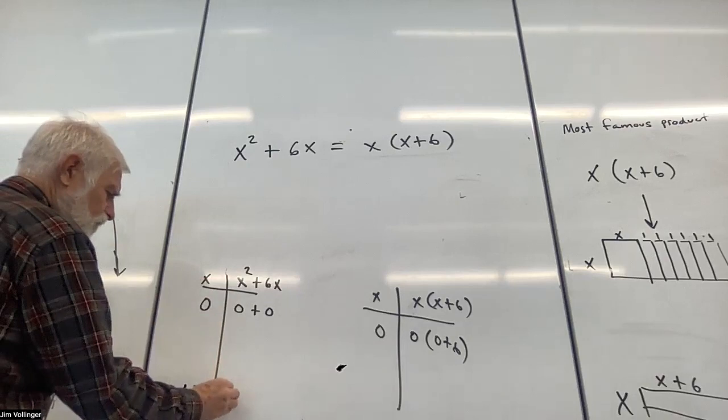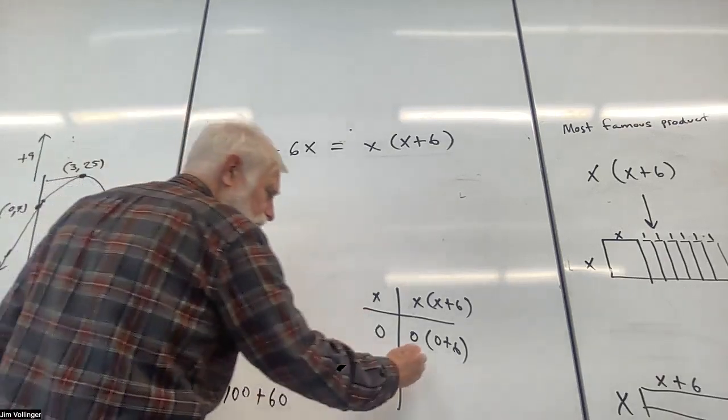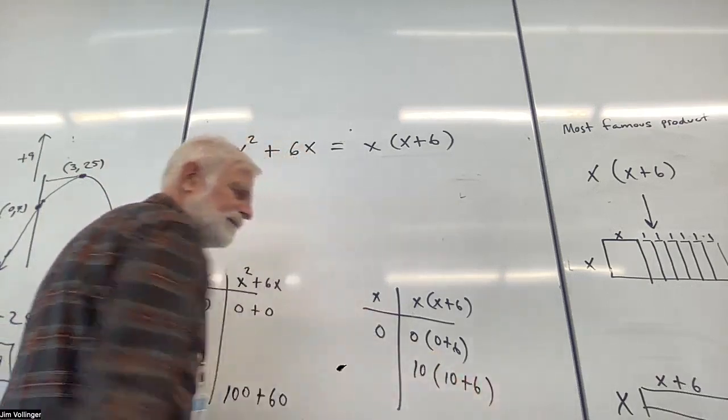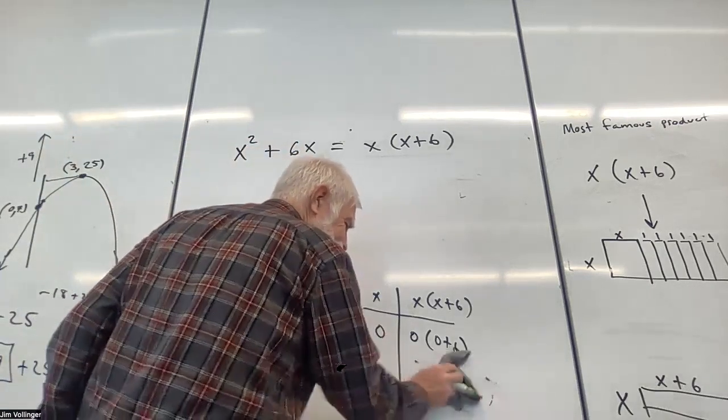10 squared is 100 plus 60. Now let's put 10 in over here. 10 times 10 plus 6. That's 10 times 16. Yeah, 160.